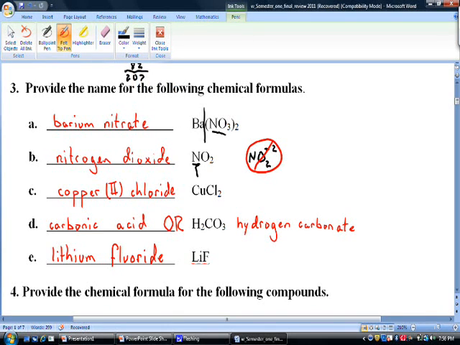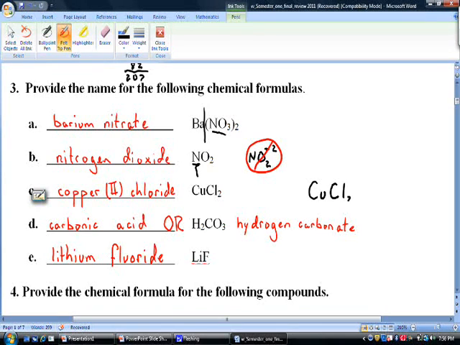So here we have copper 2 chloride. Why copper 2 chloride? Well, remember, since copper has more than one oxidation number, more than one possible charge, we have to figure out its charge. So what is its charge?